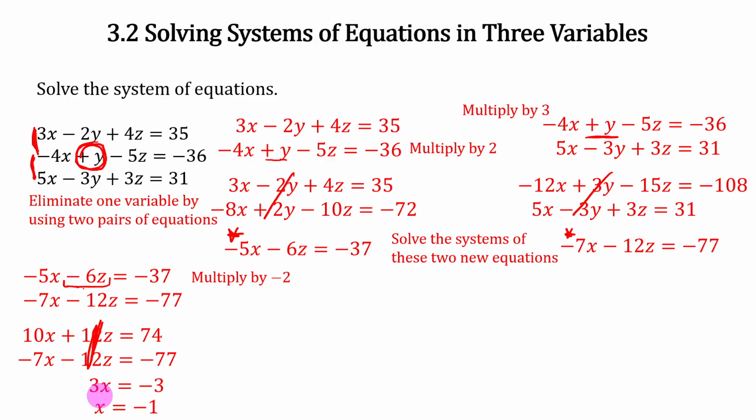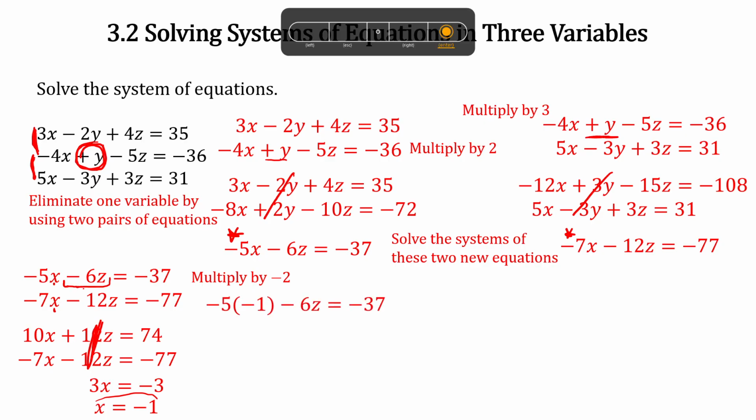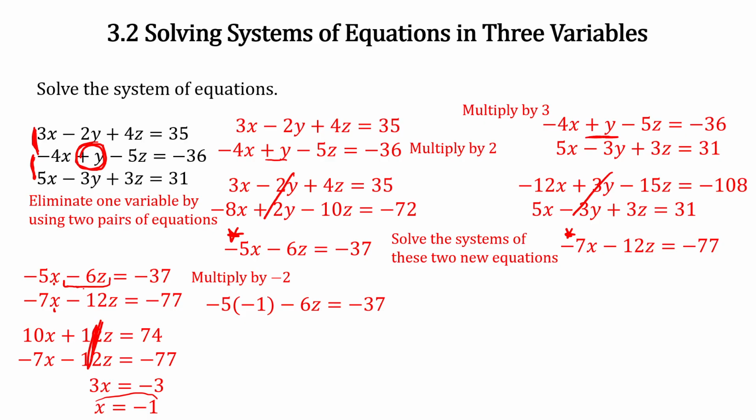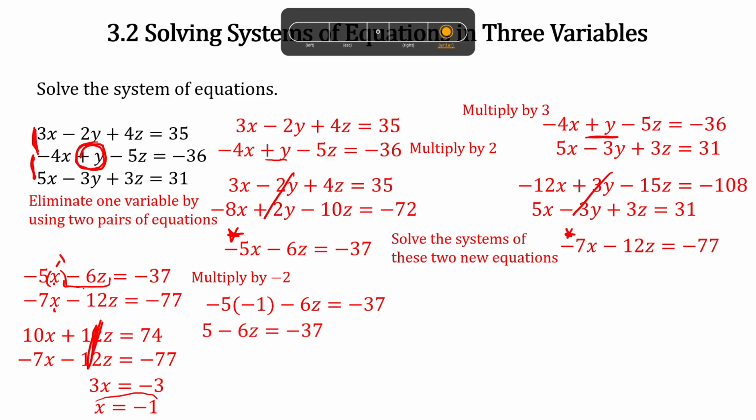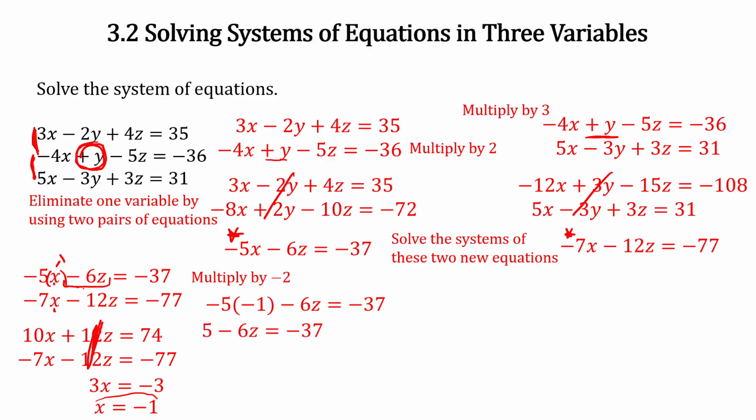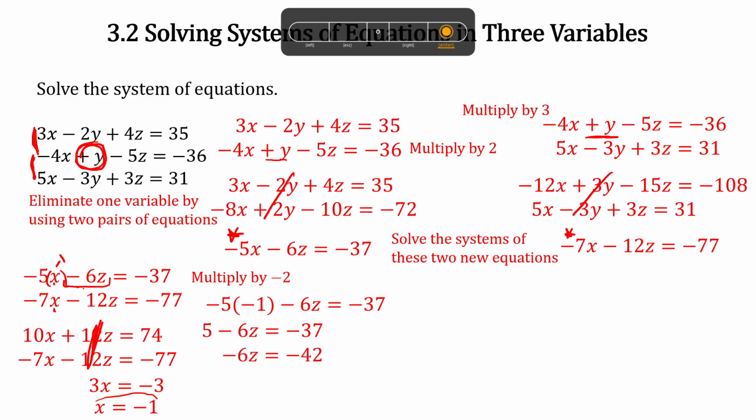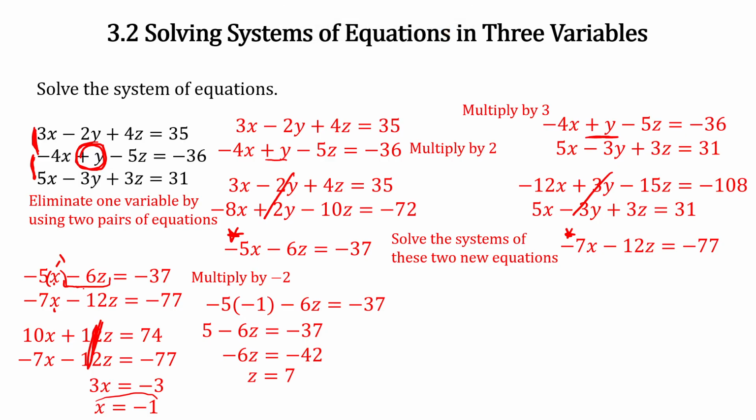And so what I can do with that is take this x and plug it in for here or here, either one I want to do. Don't take it all the way back to the top because you'd have two variables. You want it back here because now I can solve for z. So negative 5 times negative 1, I'm just plugging in negative 1 right here because x is negative 1. I get positive 5 minus 6z equals negative 37. Subtract 5 from both sides. Divide by negative 6. And z is positive 7.